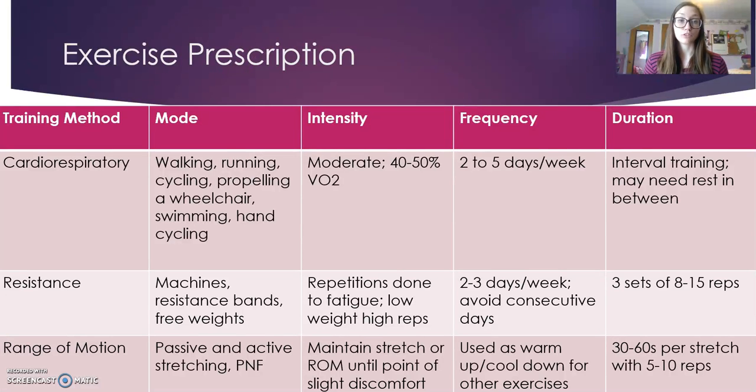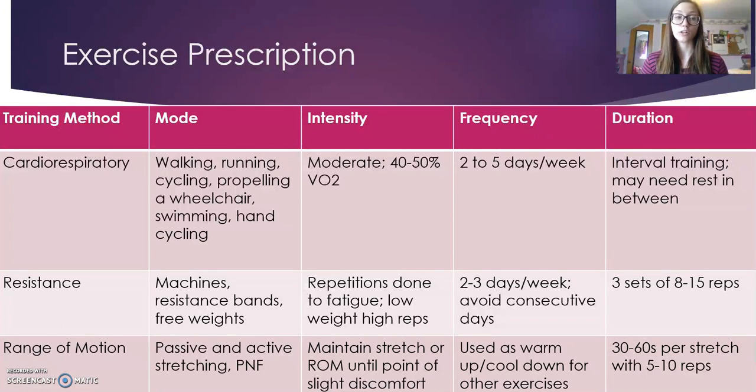So the exercise prescription. Cardiorespiratory modes can vary depending on the individual's ability. So anything from walking, running, cycling, propelling in a wheelchair, swimming again, and hand cycling are all very beneficial. Swimming may be a preferred method for individuals who have high tone because the warm water can loosen that tone a little bit, and vice versa. Cool water may help somebody with low tone.